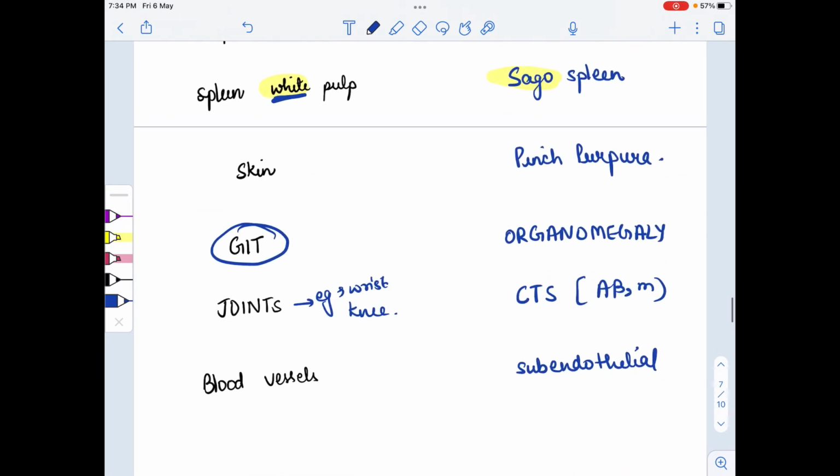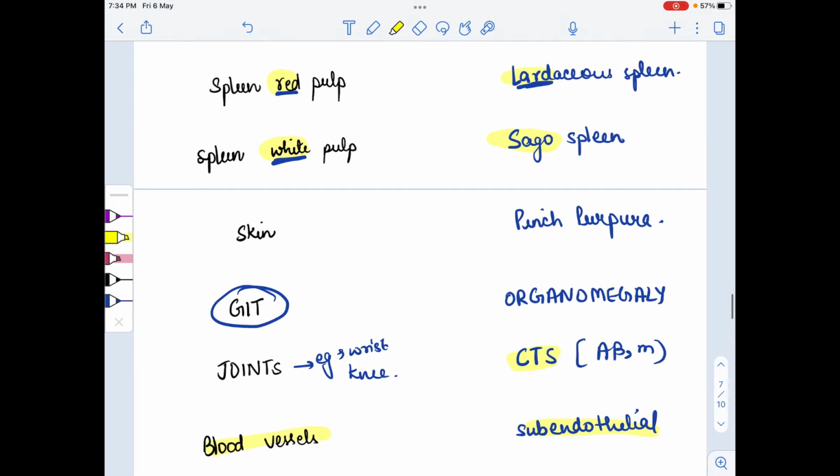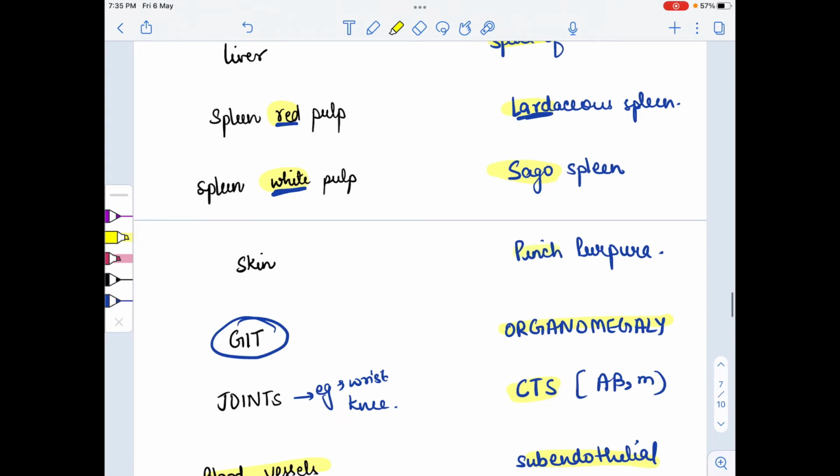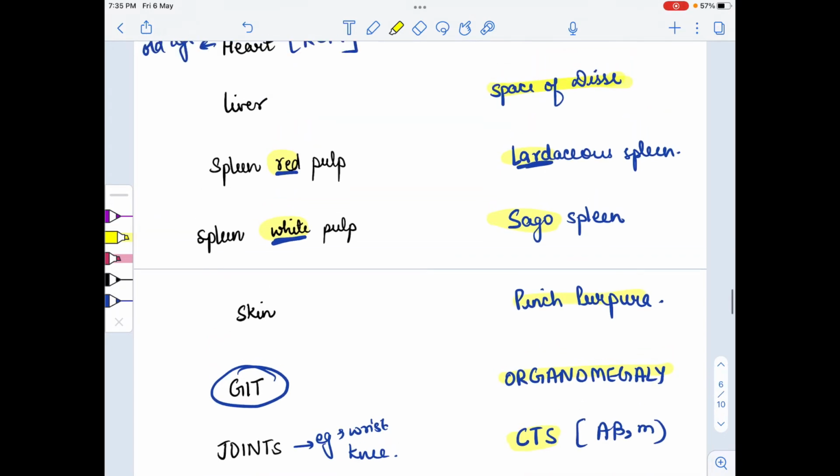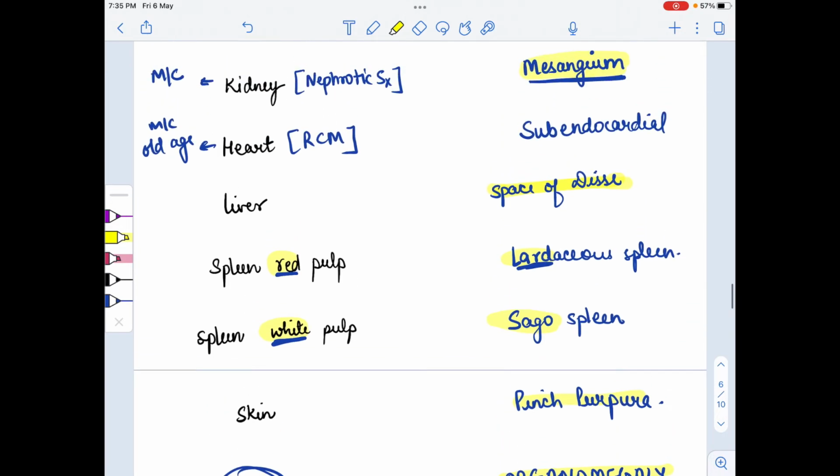Please let's revise and remember it again. In the blood vessels, subendothelial. In the joints, carpal tunnel syndrome will develop. In the GIT, whichever organ it is deposited in, organomegaly will be there. In the skin, pinch purpura will be there. For the white pulp, sago spleen. For the red pulp, lardaceous spleen is there. For the liver, the space of Disse is the place where amyloid is deposited.